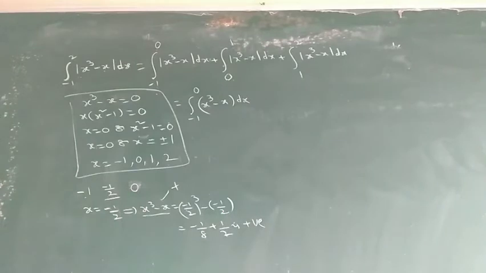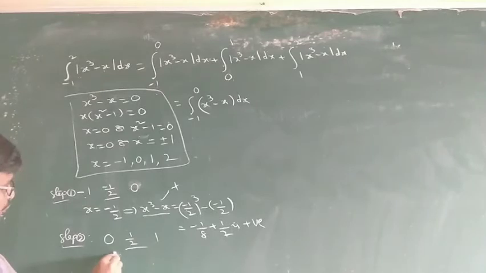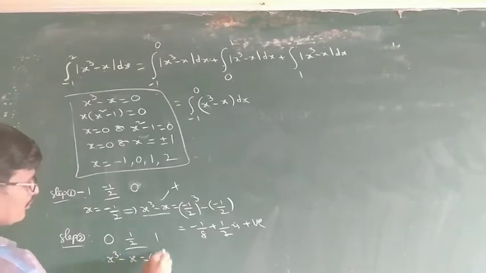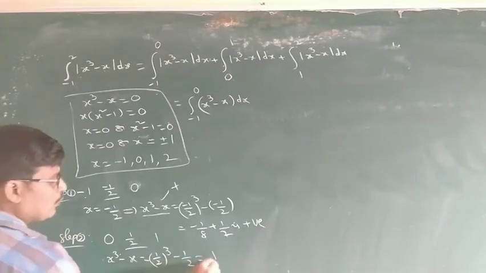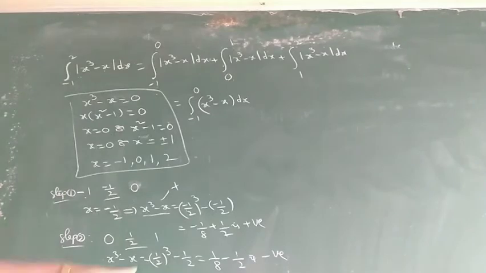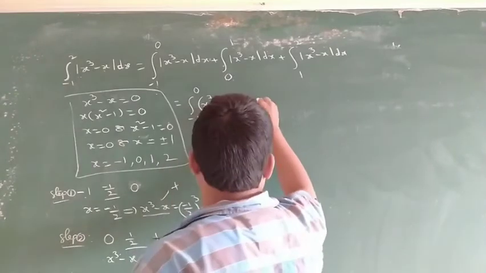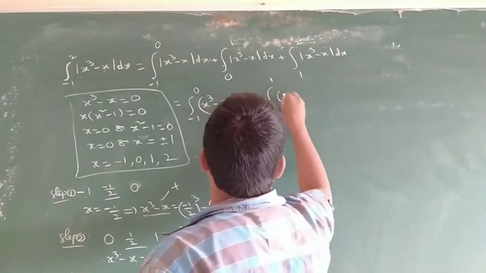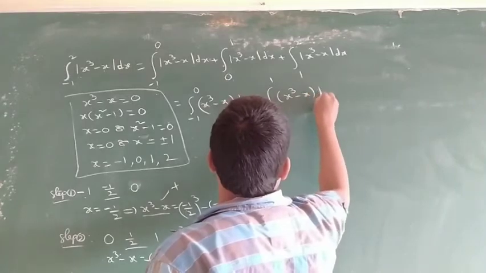Next, this is step 1. Next is step 2. What is step 2? 0 to 1. In 0 to 1 we take any value and substitute: x cube minus x is equal to 1 by 2 whole cube minus 1 by 2. 1 by 8 minus 1 by 2 is negative. Is the value negative or positive? This means negative. Negative means minus integral 0 to 1 of x cube minus x dx.